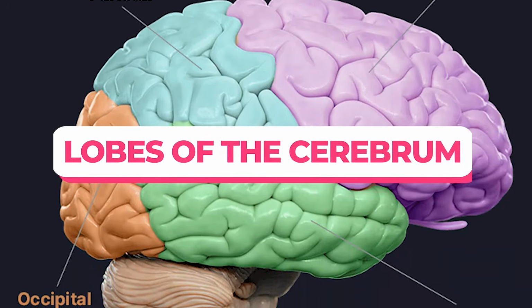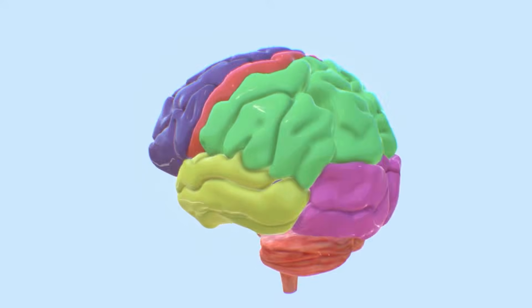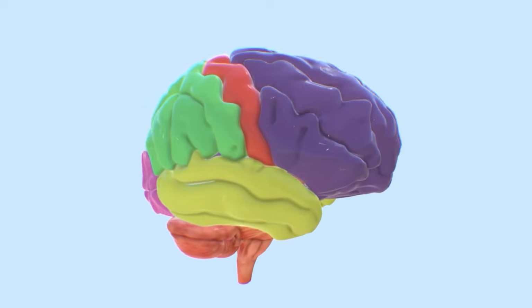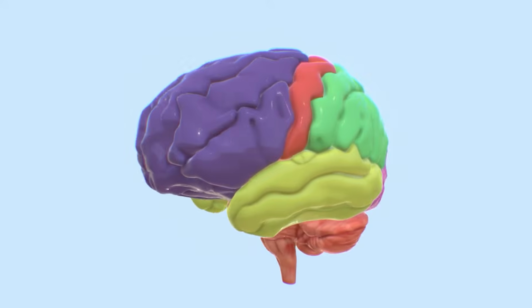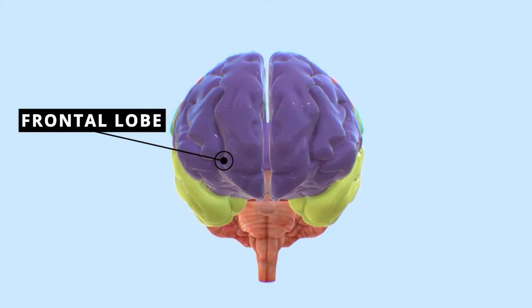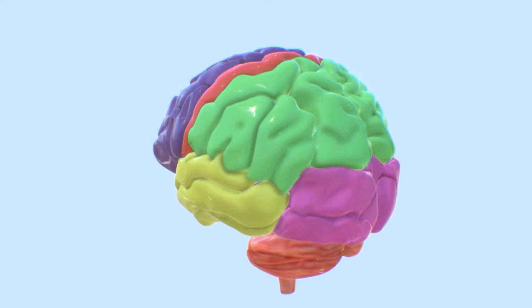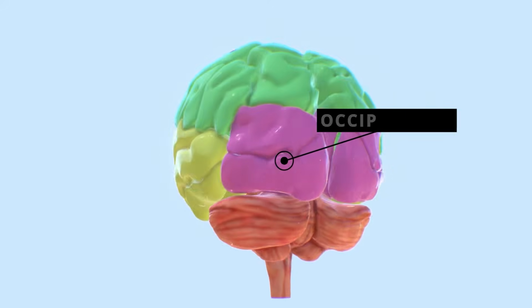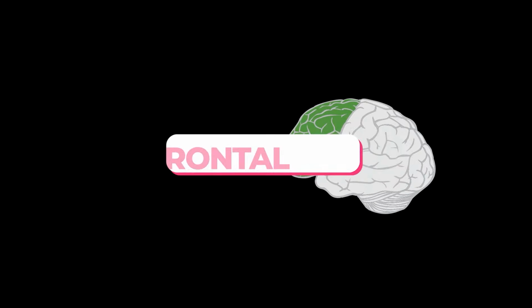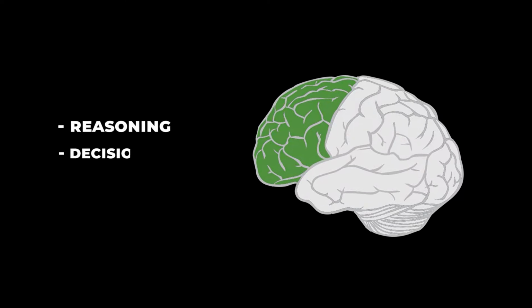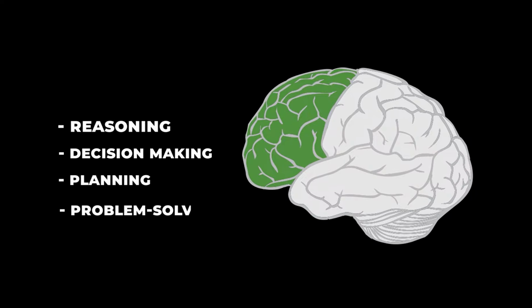Lobes of the cerebrum. The cerebral cortex, the outer layer of the cerebrum, is divided into four main lobes: frontal lobe, parietal lobe, temporal lobe, occipital lobe. Frontal lobe, located at the front of the brain, is responsible for executive functions such as reasoning, decision-making, planning, and problem-solving.